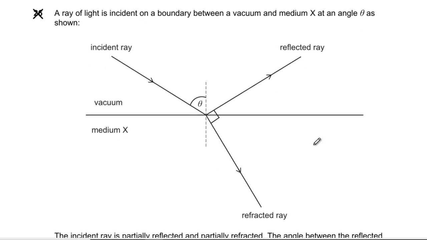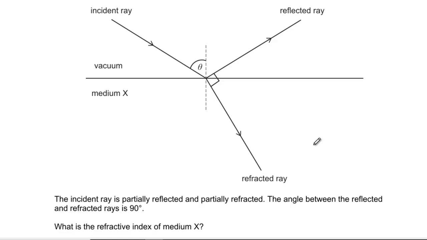26, light incident on a boundary between a vacuum and a medium X at angle theta is shown. Okay. Incident ray is partially reflected and partially refracted. The angle between the reflected and refracted rays is 90 degrees. What is the refractive index of X? Okay, so that's theta as well because it's reflected. So that's 90 minus theta.